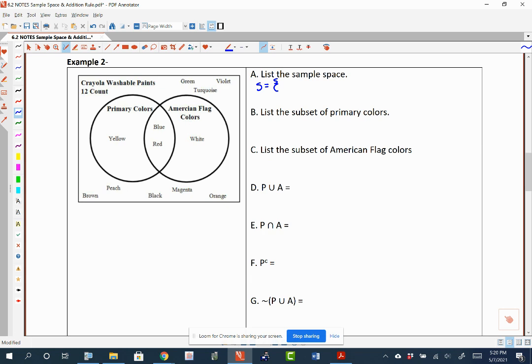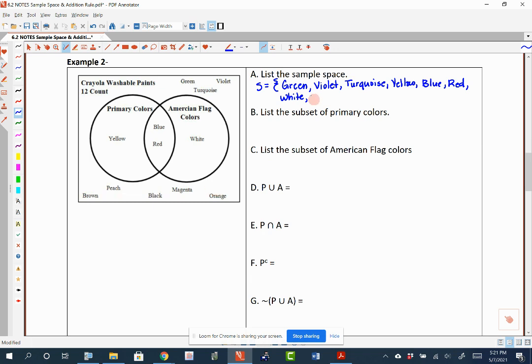For this case, we've got 12 different colors, and it doesn't matter the order. I'm going to start with green. And then there's violet. I'm kind of starting in that upper right corner. Turquoise. And we have yellow. I'll go to my Venn diagrams. Yellow, blue, and red. And we have white, running out of space. And then we have all those down there at the bottom.